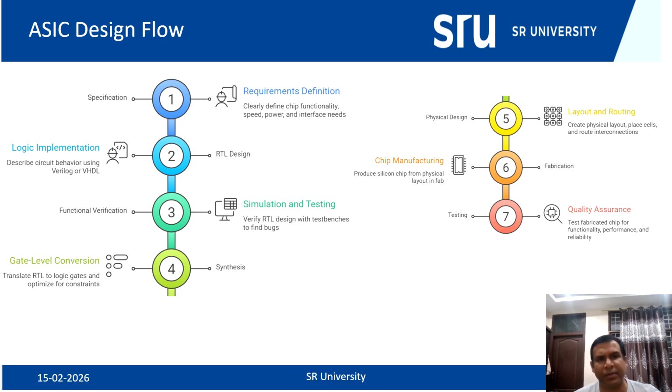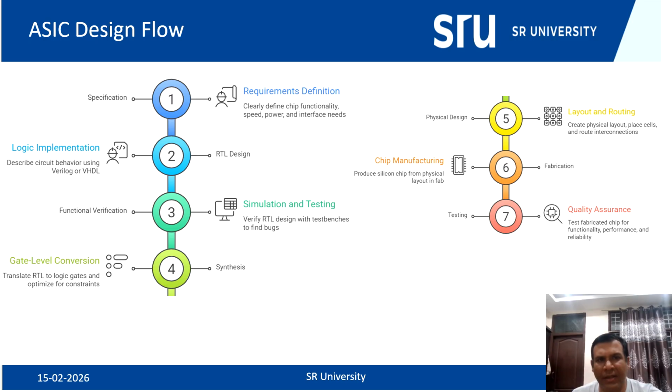The first step is specification. The first stage in ASIC design is the specification stage. In this step, the overall requirements of the ASIC are clearly defined, and this includes determining the functionality of the chip, the expected speed of operation, power consumption limits, chip size, and interface requirements.